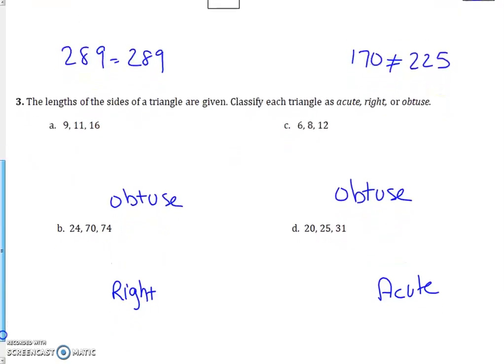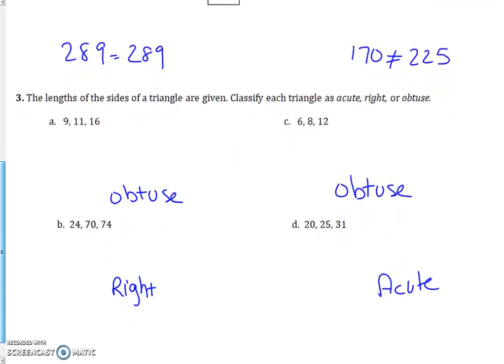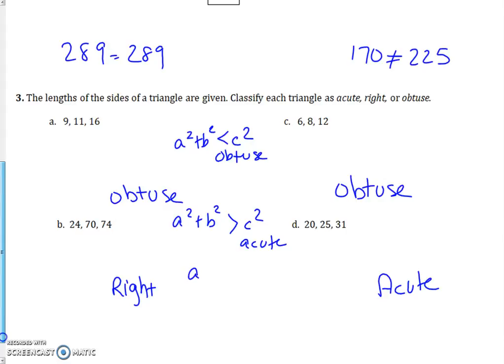Number 3 on, you were to list whether it's obtuse, right, or acute, paying attention to which value is bigger. Remember, if a squared plus b squared is less than c squared, then you have obtuse. If it is greater than c squared, that means you have acute. And if it's equal to c squared, that is when you have a right triangle. All right, so that's it for the answers. Make sure you're looking at those.